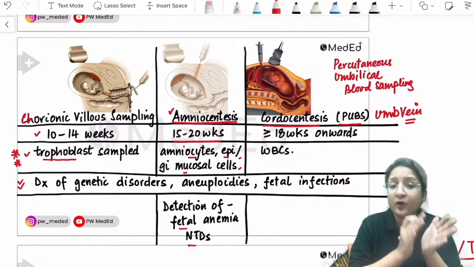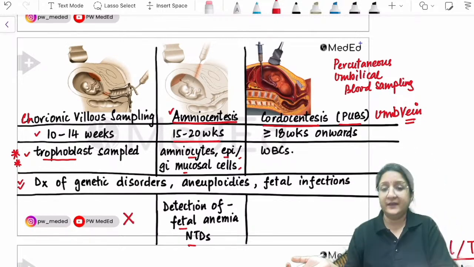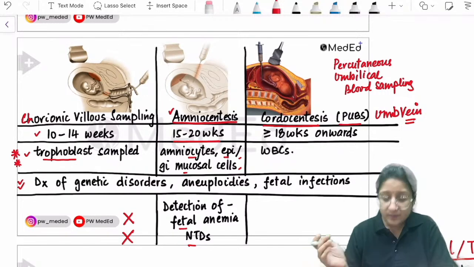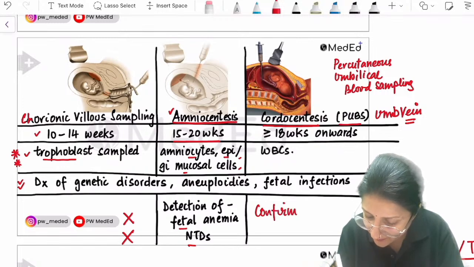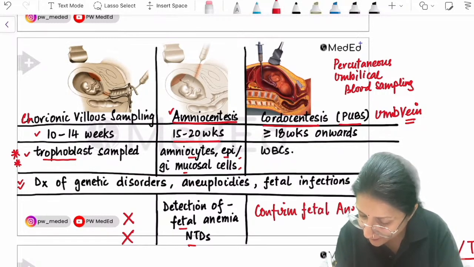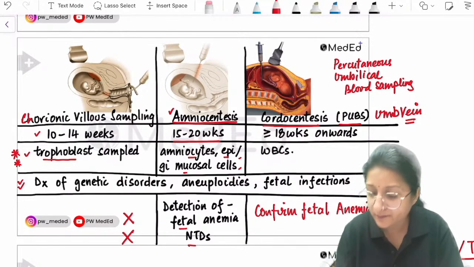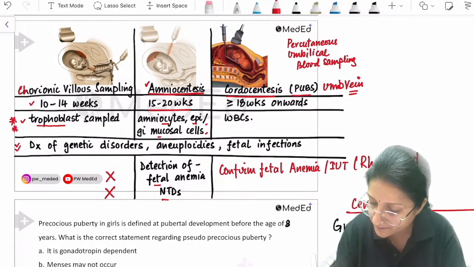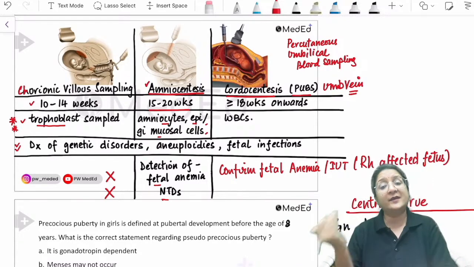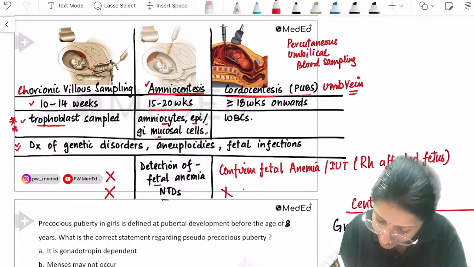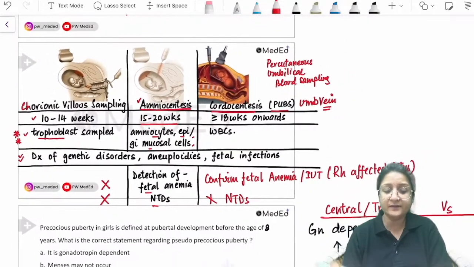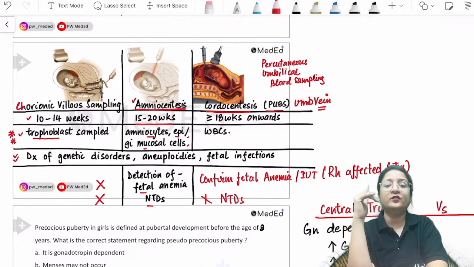With chorionic villus sampling, you can't check fetal anemia, okay? You can't comment on neural tube defects at all. And with percutaneous umbilical blood sampling, you can confirm fetal anemia. We can also go for intrauterine transfusion, which is done in the setting of an Rh-affected fetus. But it will provide no information about neural tube defects. So keep this in mind. Comparative tables of chorionic villus sampling versus amnio versus cordo are also important for your exams.